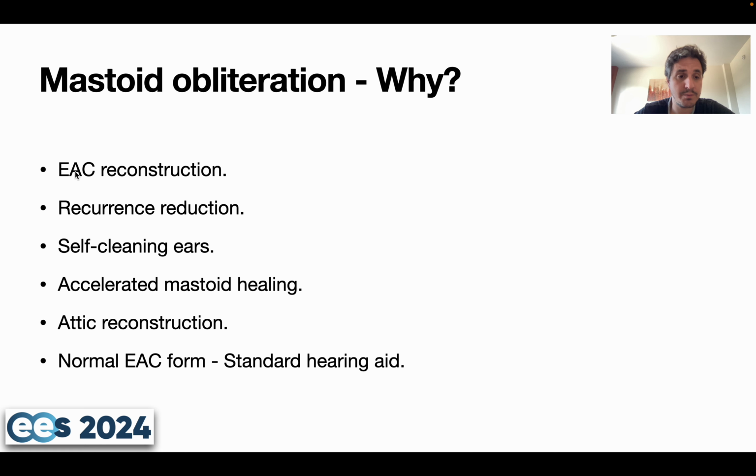It's also known that mastoid obliterations produce recurrence reductions and accelerated mastoid healing in these cases. And with canal wall-up mastoidectomies it's not a problem. You will also have a normal EAC, so you can prescribe the patients standard hearing aids.